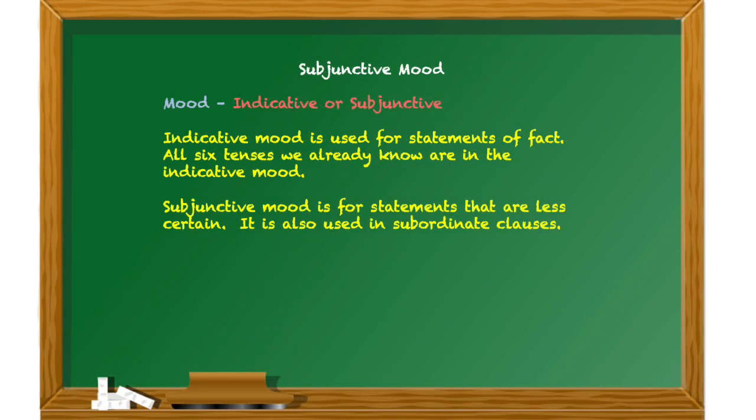But subjunctive mood is used for statements that are less certain. Let's go to the movies. I may read the book. Things like that. It's not a statement of fact. It's something that's a little bit less certain. And also, subjunctive mood can be used in what we call subordinate clauses. We'll get to that a little bit later on and not in this video, but you do want to note that subjunctive mood can be used in what we call subordinate clauses.